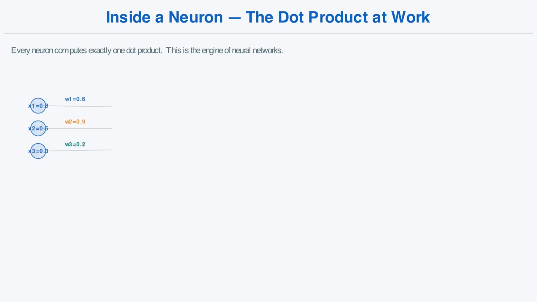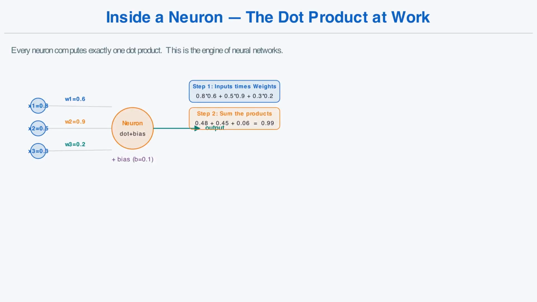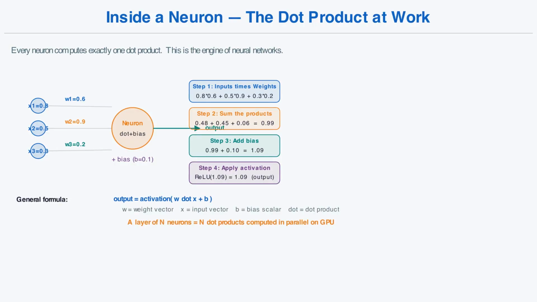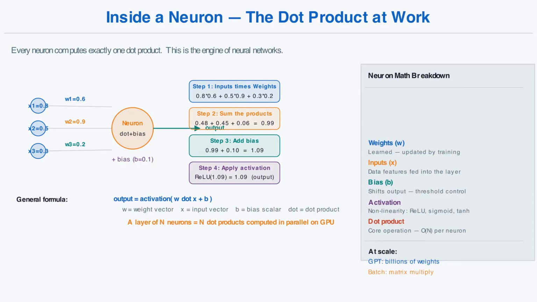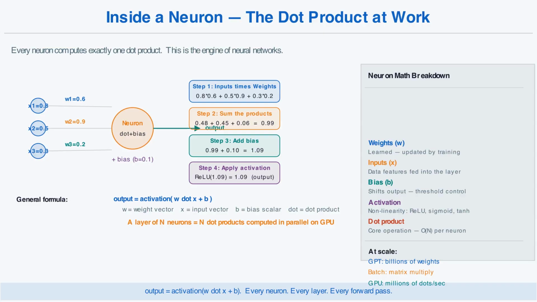Let us make this very concrete by looking inside a single artificial neuron. A neuron has inputs, let us say 3 input values, x1, x2, and x3. Each input has a corresponding weight, W1, W2, and W3. The neuron also has a bias value B. Here is what happens in the forward pass.